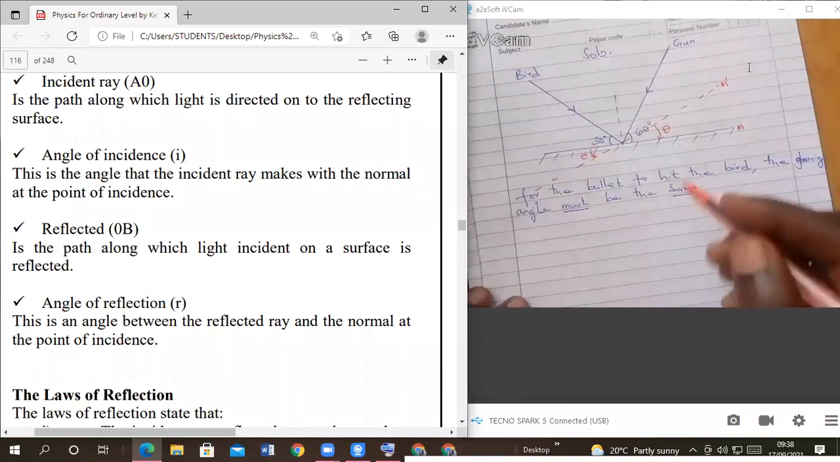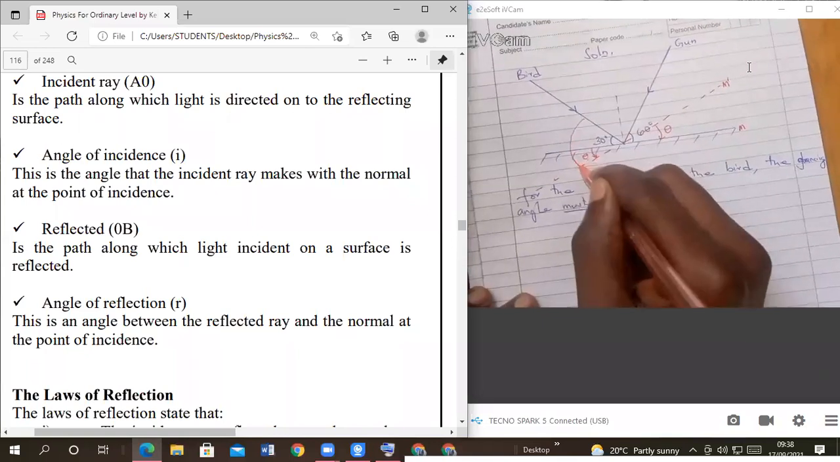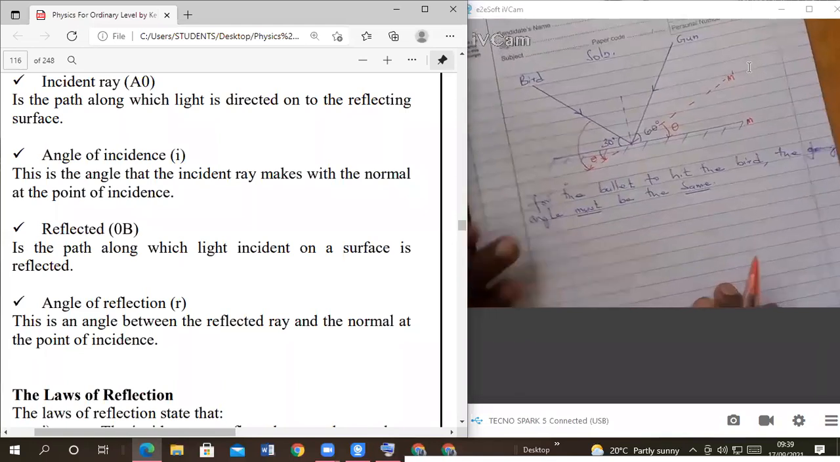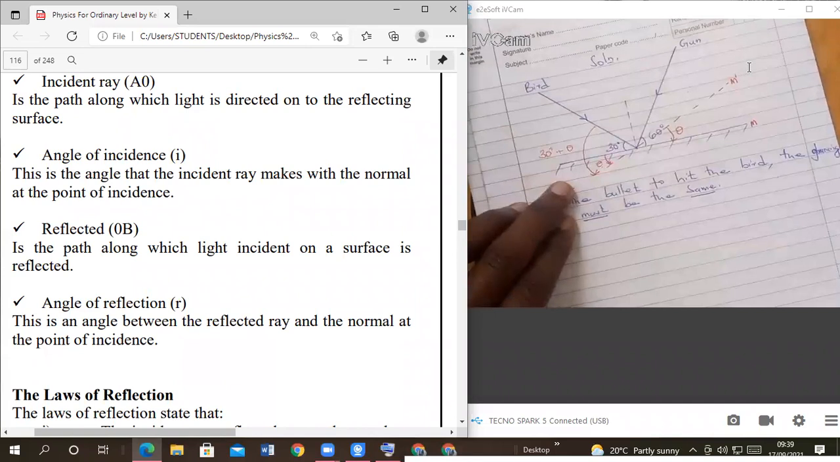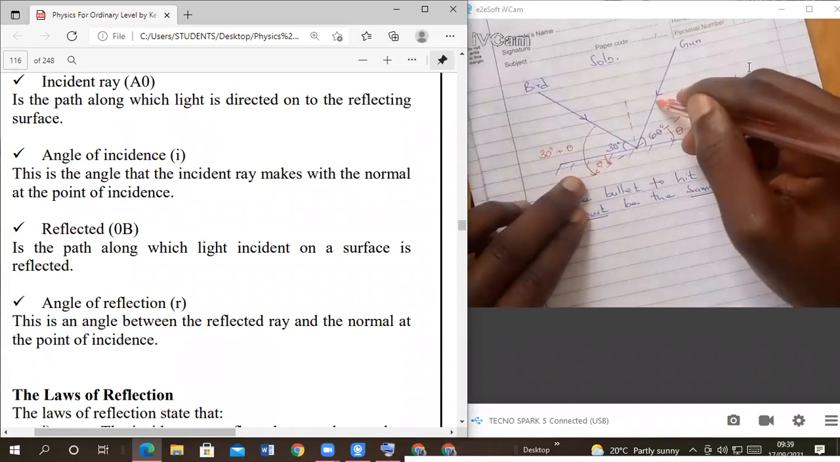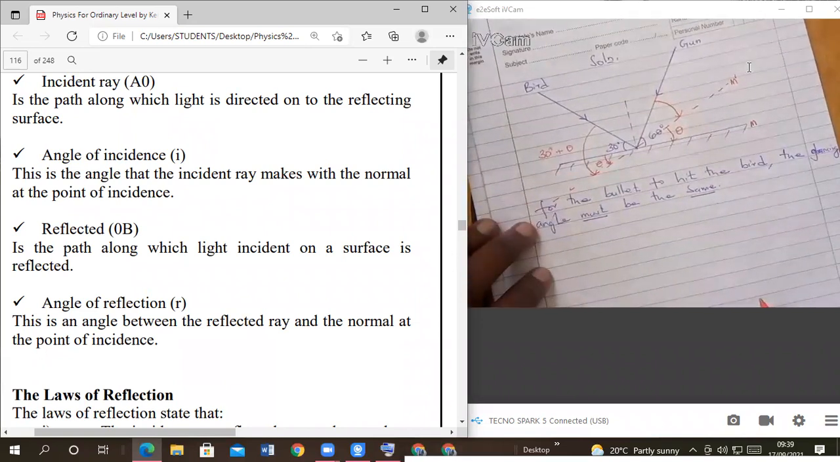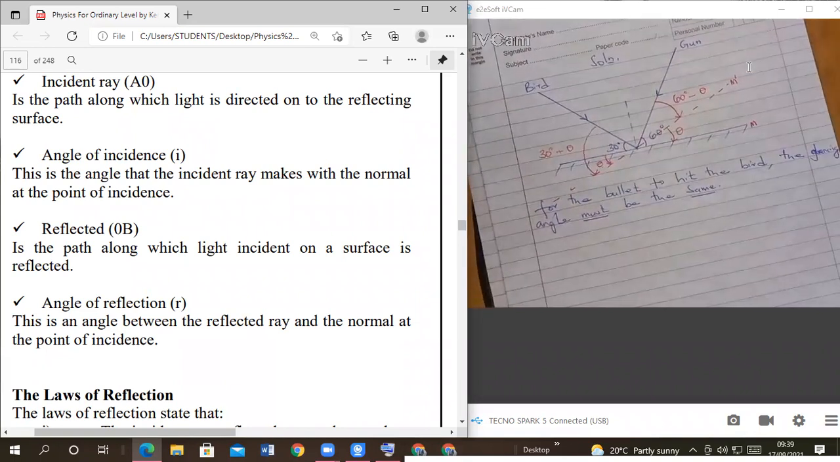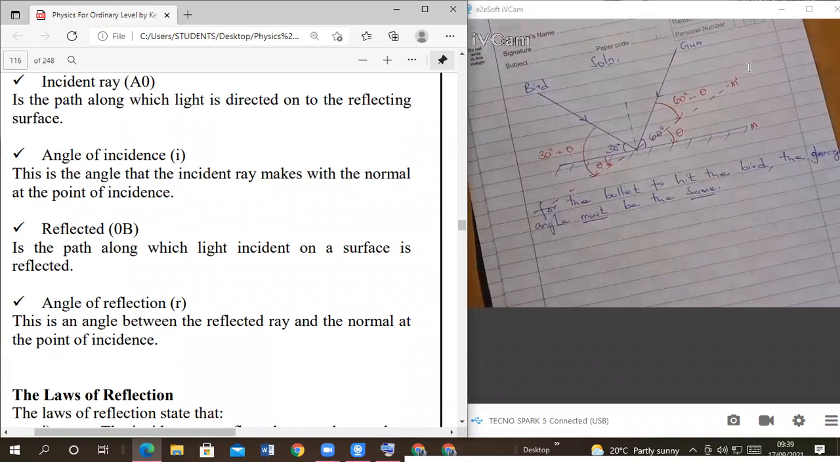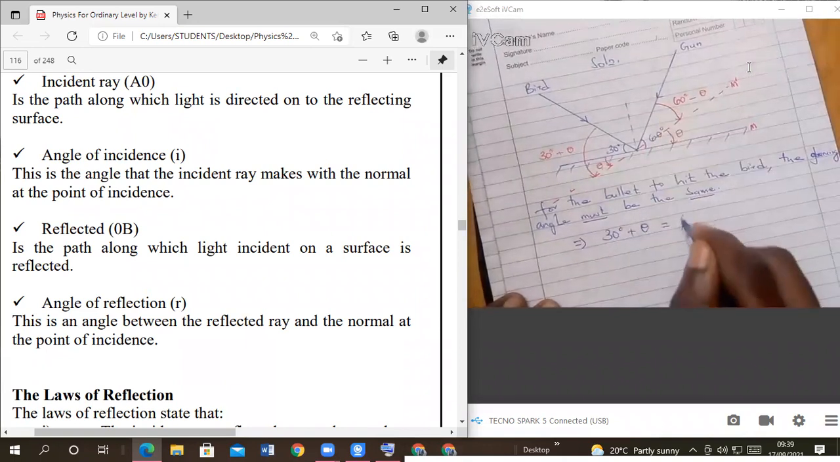So now what is our new glancing angle? For the bird, the new glancing angle is 30 degrees plus theta. Our new glancing angle for the gun is 60 minus theta. Yet we are saying that they must be the same. So it implies that 30 degrees plus theta must equal 60 degrees minus theta.